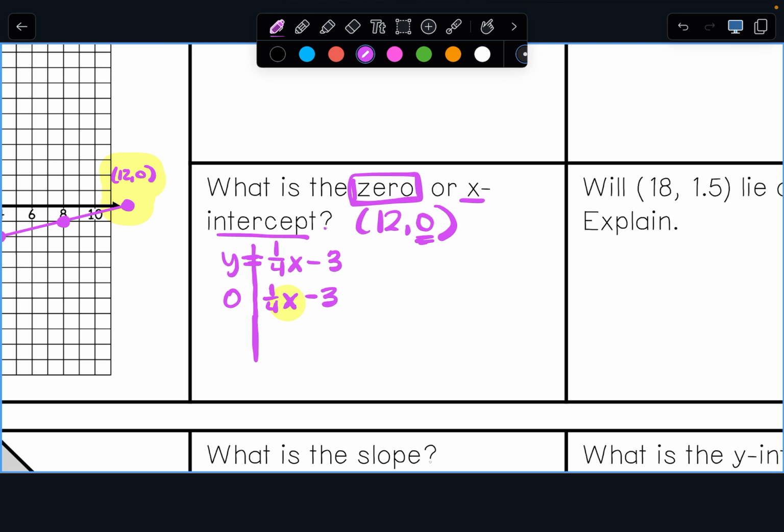How do we need to move the numbers away from x? Which number would you move? The 3. Add 3. The minus 3 changes to a plus 3. 0 plus 3 is 3. And how do you get rid of a fraction?